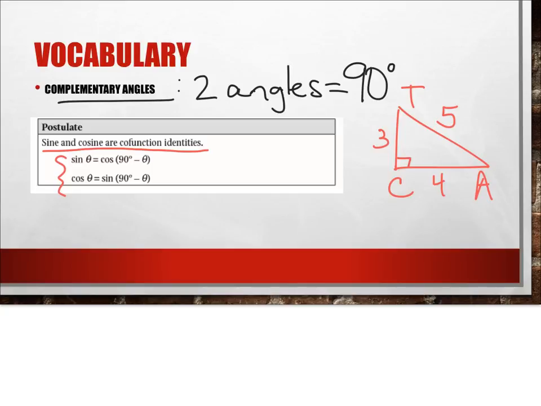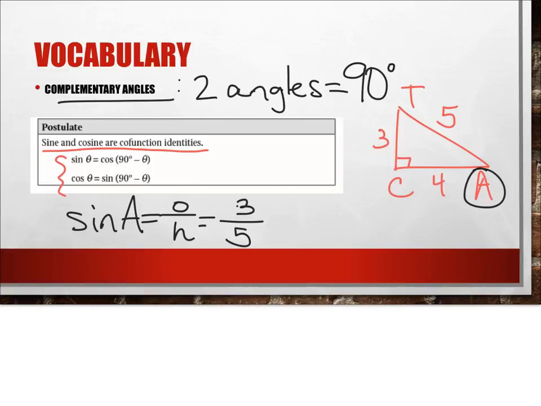The best way to kind of understand this concept is to pretend it's just angle A and angle T talking to each other. Sounds weird, but just stay with me. So let's say I'm angle A, and I say, hey there, I'm angle A. Let me tell you about my sine. My sine will be my opposite over hypotenuse side. And when I'm sitting here at angle A, that would be opposite is 3, hypotenuse is 5.